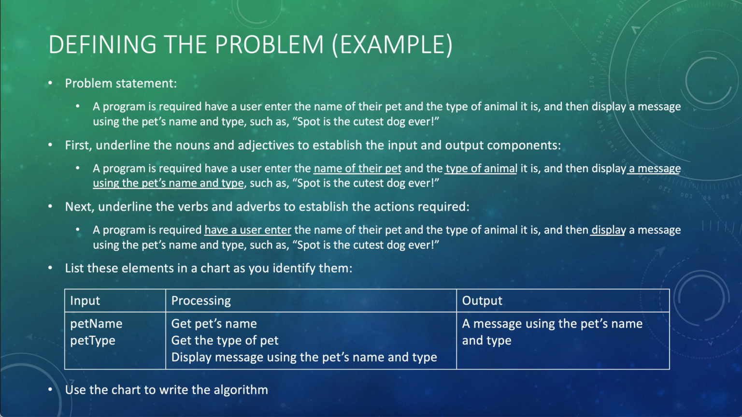Finally, we want to underline the verbs and adverbs. So have a user enter, so having the user enter their pet's name, having the user enter their pet's type, and then display the message using the pet's name and type. So you can see how these are phrased a little bit differently, but we can still pick those components out and we can create that chart so that we know our input is the pet name and pet type. Processing would be get the pet's name, get the type of pet, and display message using the pet's name and type. And our output would be the message using the pet's name and type.